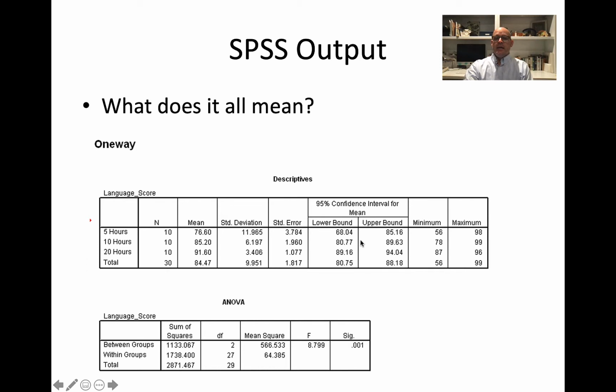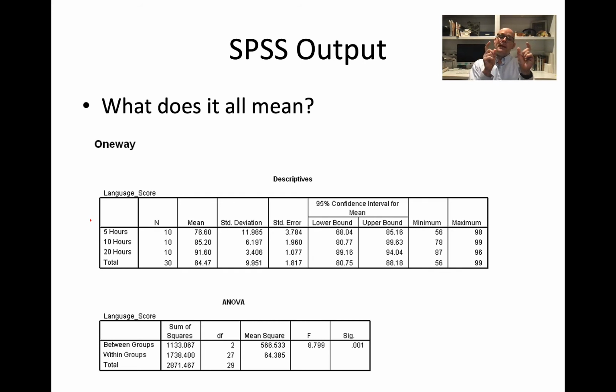So what we can do is go over here to this 95% confidence interval for the mean. And the 95% confidence interval is to say, for this 5-hour group treatment, we're 95% confident that the true mean is between 68 and 85. So whatever the mean actually is, we're 95% confident it's in between those 2 numbers.